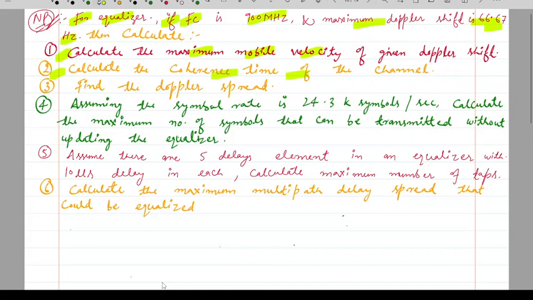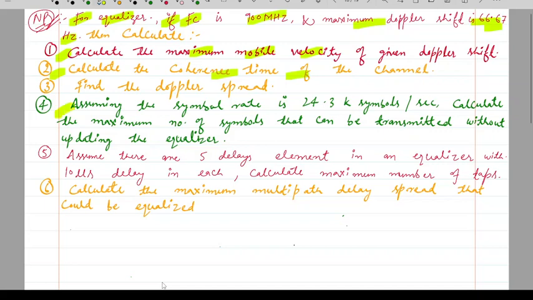In the third part, we will find the Doppler spread. Basically, Doppler spread is the higher value of the Doppler shift. Here the higher value of Doppler shift, 66.67 hertz, is given. So we will easily consider 66.67 hertz as the Doppler shift, but we will solve this with the formulas.